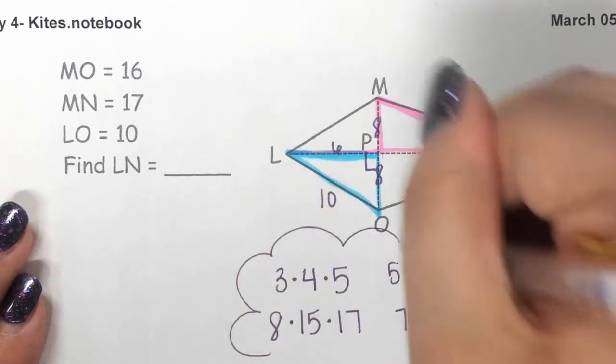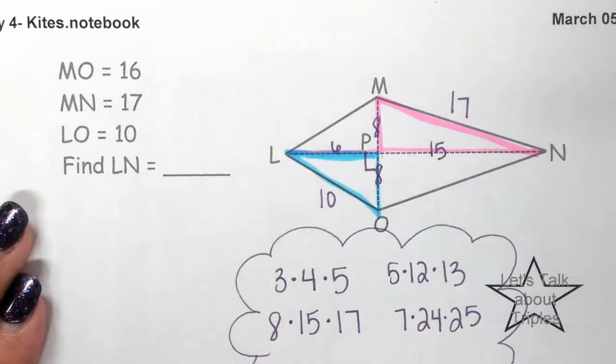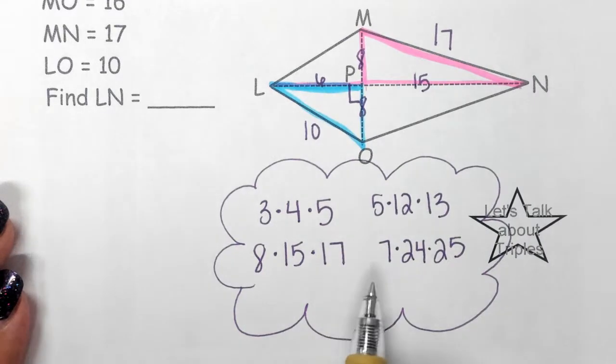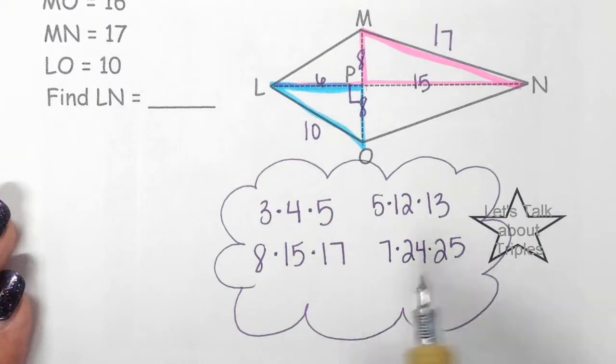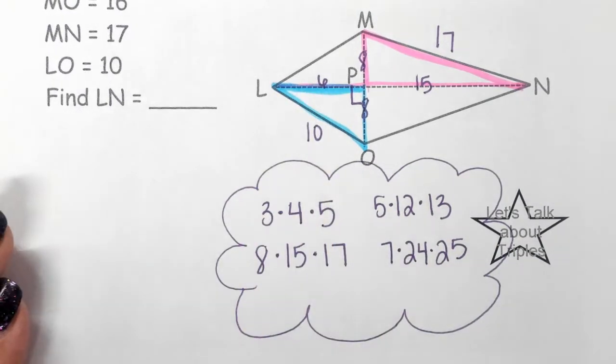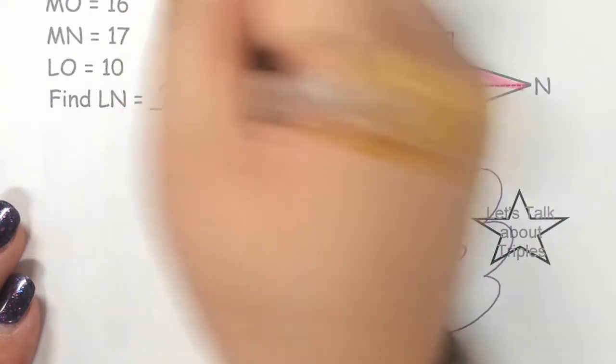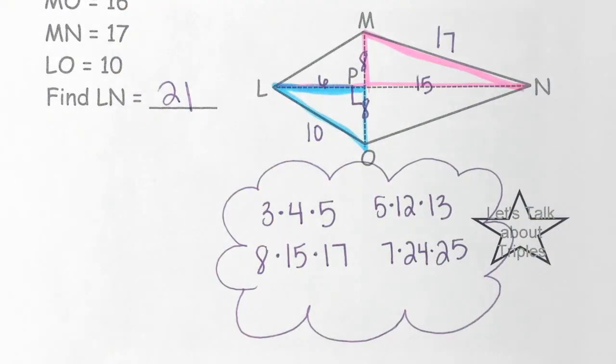I'm re-giving these to you because although you don't have to memorize these, you can do Pythagorean theorem and be fine. If you do, this will save you time. Now, we still haven't answered the question. What is LN? 21. There's no units. If there were, though, don't forget them or points off.